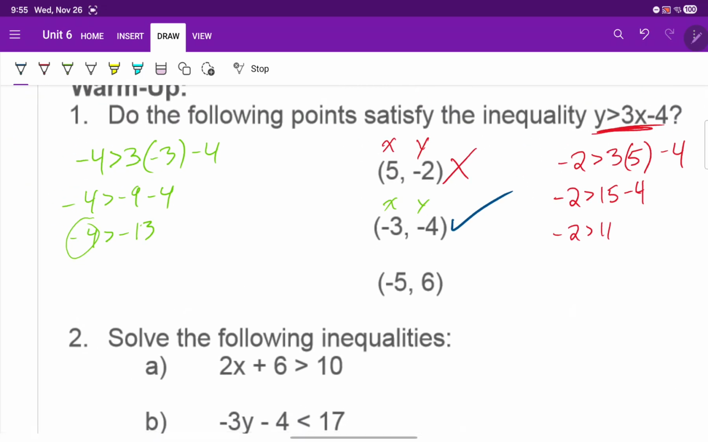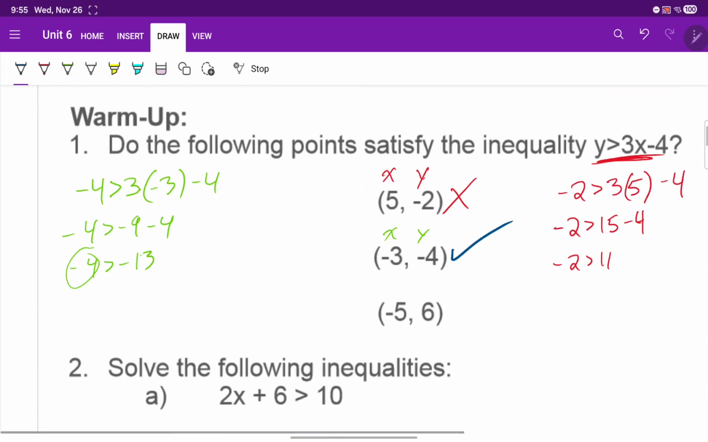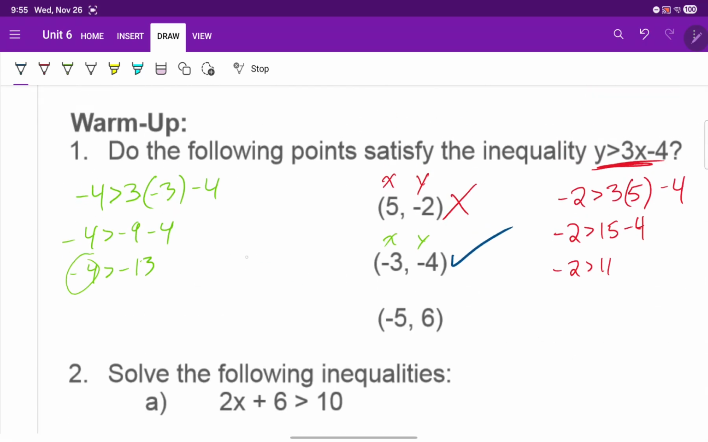Now the last one here, (-5, 6), same idea. I'm going to be careful here. We're going to sub in 6. We have 6 is greater than 3 times (-5) minus 4. Same idea, we simplify. 3 times -5 is -15, minus 4. So 6 is greater than -19. This one does, in fact, satisfy. So we are all set there. We can check those by substituting the numbers in.